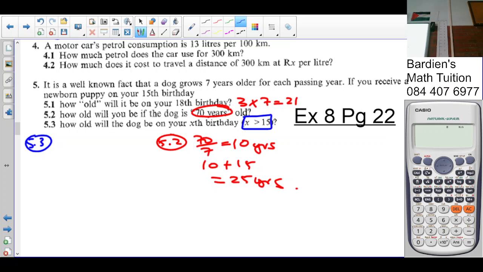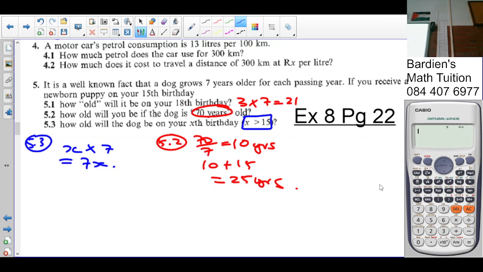So how old will the dog be on your X birthday? How old will the dog be? X times 7. She's 7X. You all agree with that? So let's see if you are correct. Okay, I see you already, so it is not correct.